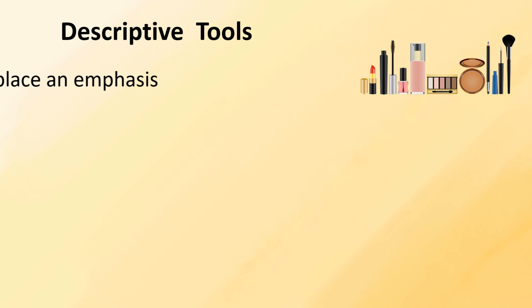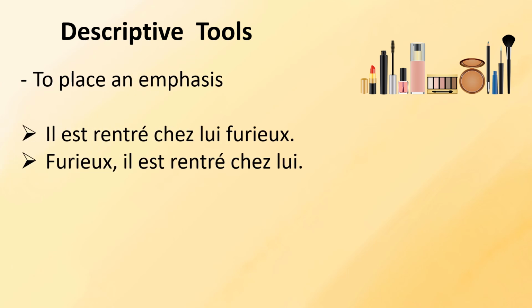And you can place an emphasis. Look at those two sentences. Il est rentré chez lui furieux. Furieux, il est rentré chez lui. So in the second sentence, you can see the emphasis, which is placed here, by using furieux right at the beginning of the sentence, followed by a comma. And this is very common in French.